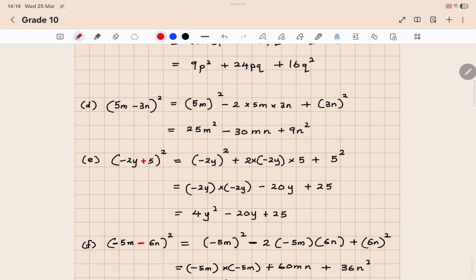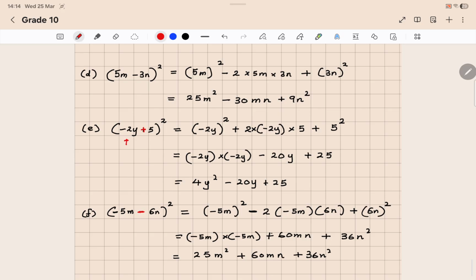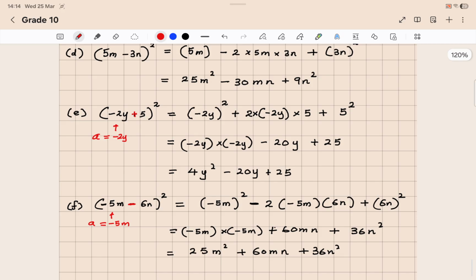And the case where you have to be careful is when the first term is minus, then a is, in this case, minus 2y. And in this case, a is minus 5a. Okay. So that is the case where you have to be careful sometimes. Right. We'll do another problem so you can better understand this method.